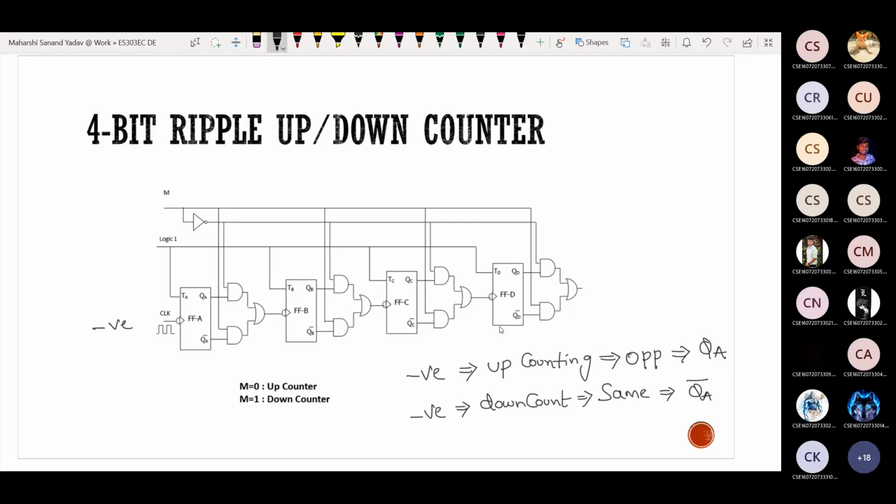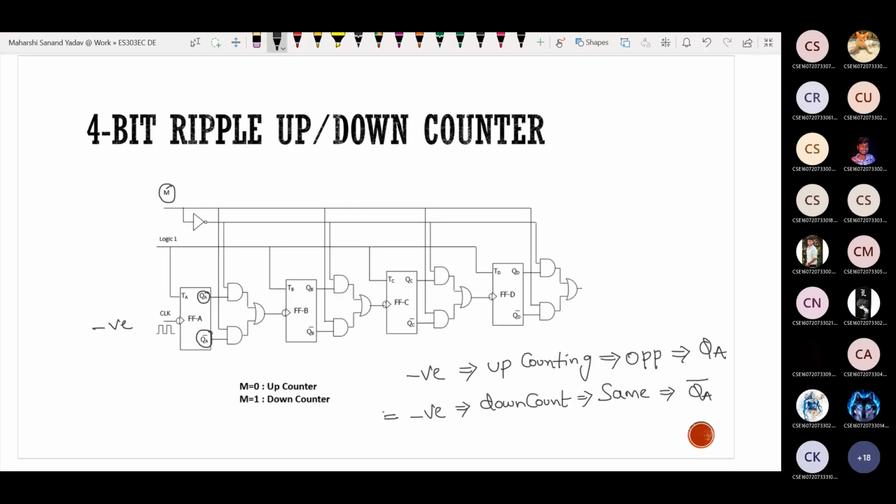QA bar. The same thing I did here. Observe, I'm taking one extra signal which is nothing but mode. Here my assumption is when m is equal to 0, it will perform up counting. If it is 1, it is performing down counting. So if it is connecting from QA, it will perform up counting. If it is connecting from QA bar, it will perform down counting.